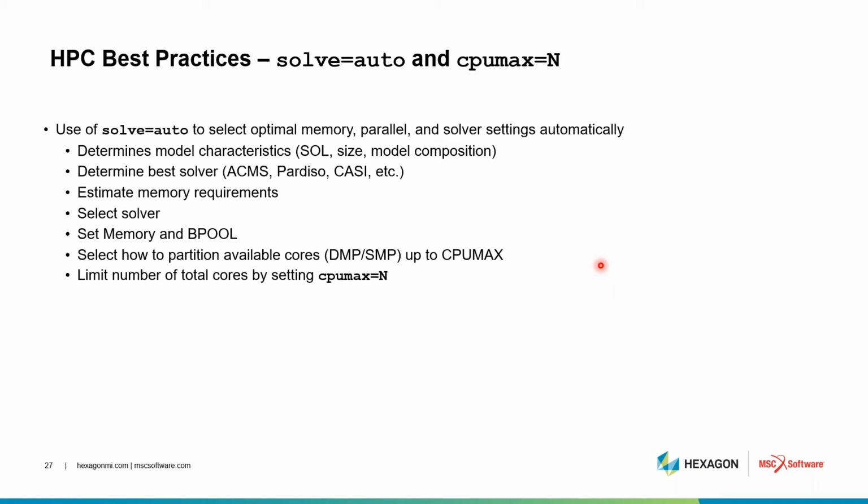It estimates the memory requirements as well. It selects the solver and then sets the memory and DEPOT value automatically. And then it selects how to partition available cores, DMP, SMP, up to the CPUMAX value. The limit on the total number of cores is set by CPUMAX equals n. So this is something that is very good for all Nastran users. If you're running large models, this could be very, very useful.